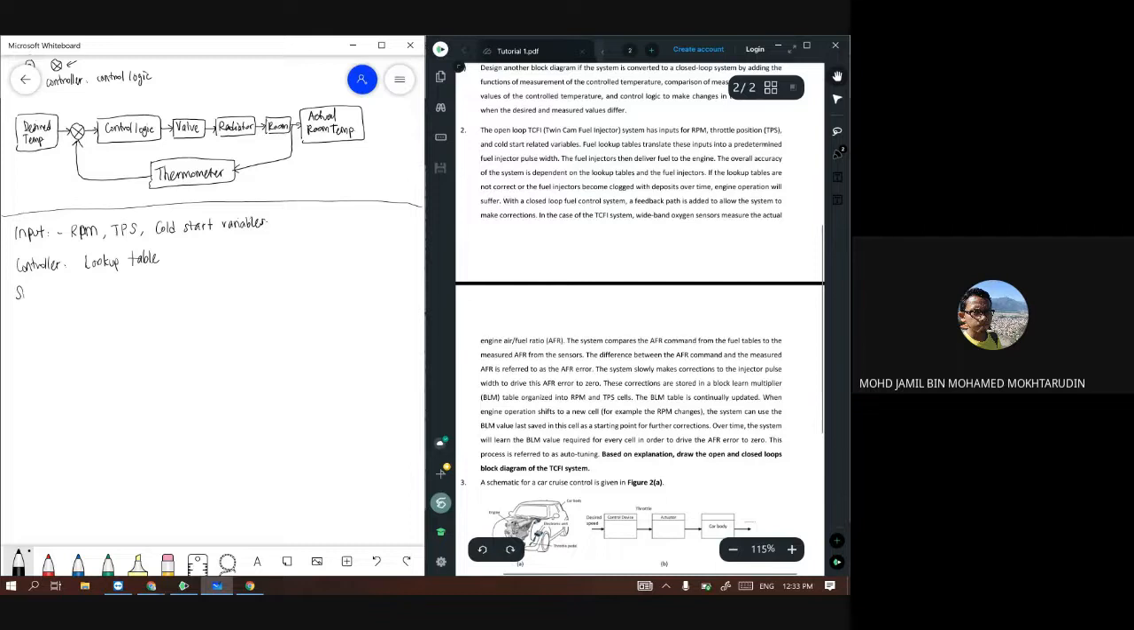Okay, so the subsystem consists of the fuel injector. Based on the input and the lookup table, it will tell the fuel injector to release a certain amount of fuel. And then from the fuel injector, we have the plant. So the plant is the engine. Everything occurs inside the engine.